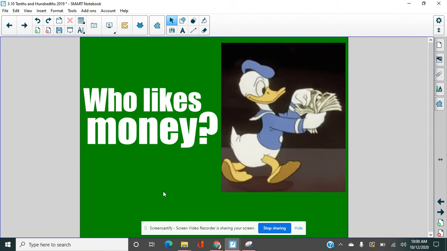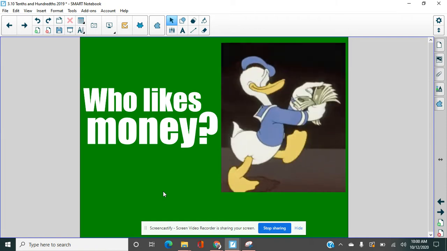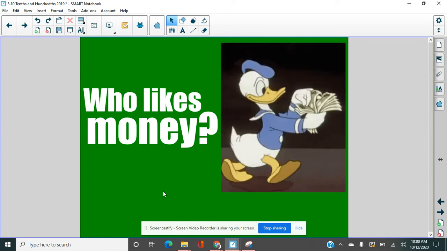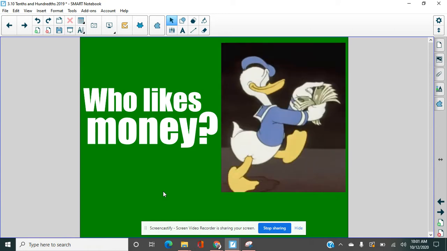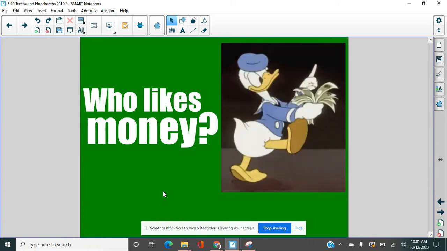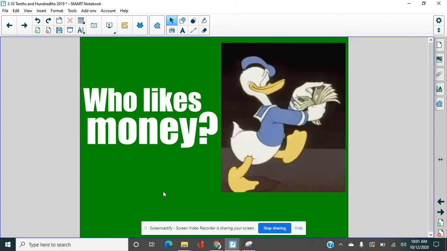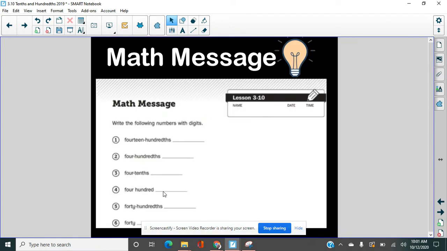Money. In order to understand money, you have to understand decimals. This is an important life skill for all time. You will be using money for different things for the rest of your life, and to understand it, you really need to understand decimals and how they work. All right, let's start with this math message.